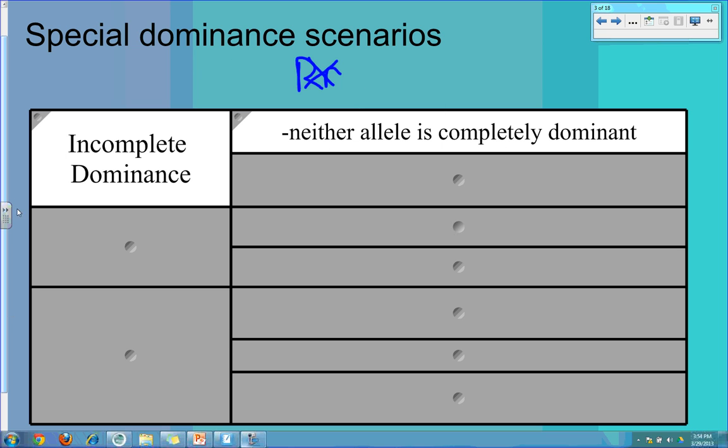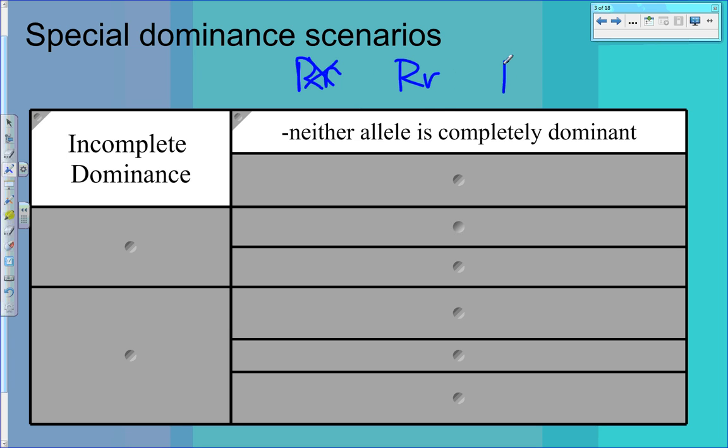And you'll see this notated a couple different ways. Sometimes people will continue to use big R and little r, and that's how we'll do it in this class. Sometimes for incomplete dominance, you'll see things like R and R prime, but we're not going to mess with that. We're going to use this, and you'll just have to look at the genotype and phenotype ratios or the directions for the problem to find out if it's incompletely dominant or not.